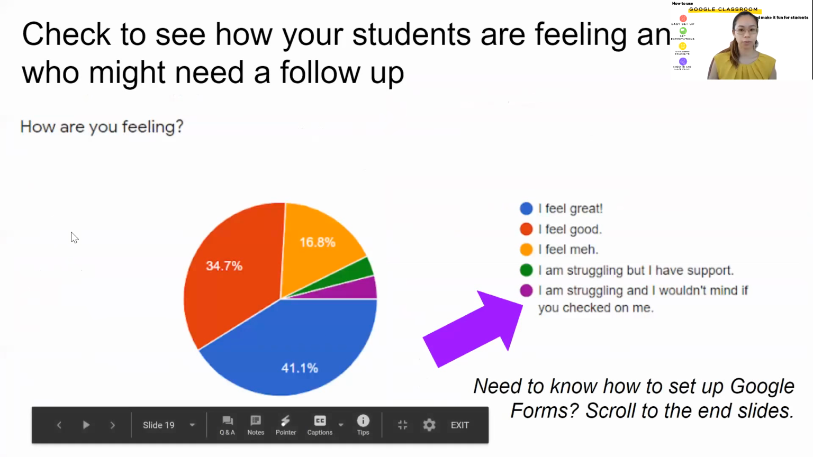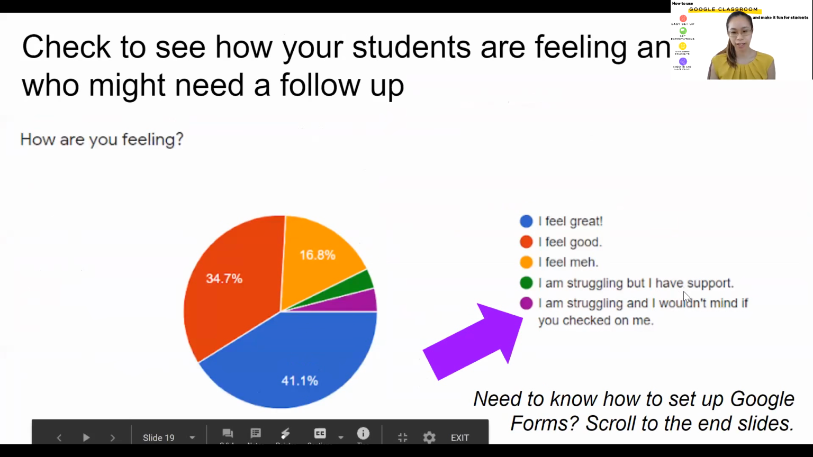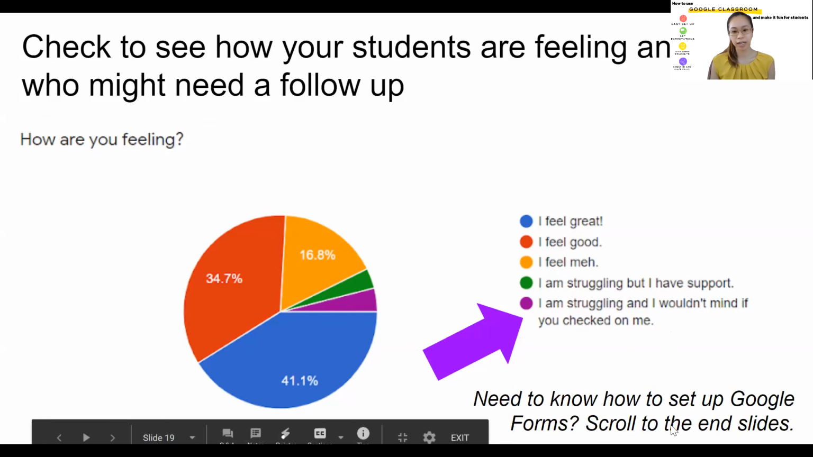And then from the form, you will actually be able to find the data as well. So the percentages of how many kids are feeling great, how many are feeling good, or meh, or struggling but they have support. And then these are the kids that we need to look out for as well to help them. And I've also put into these slides how to set up Google Forms, if you're wondering.